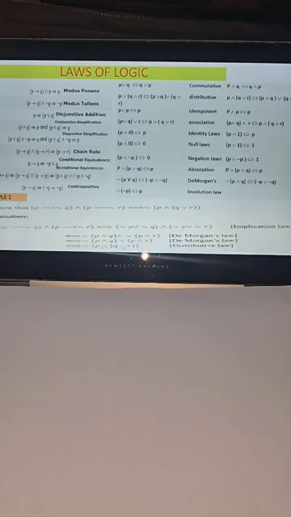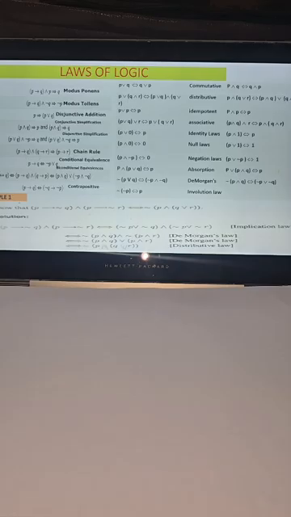Similarly, we have modus tollens. And then disjunctive addition says that if P is true, then P or Q is true. Similarly, if Q is true, P or Q is true. Then conjunctive simplification we have P and Q implies P, and similarly P and Q implies Q. Similarly, we define disjunctive simplification. Then we define chain rule, which is very useful for solving the problems. That is P to Q and Q to R implies P to R.